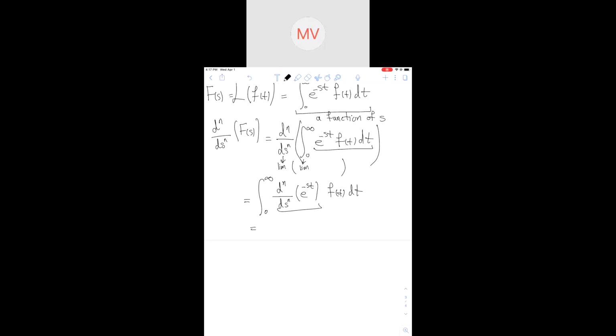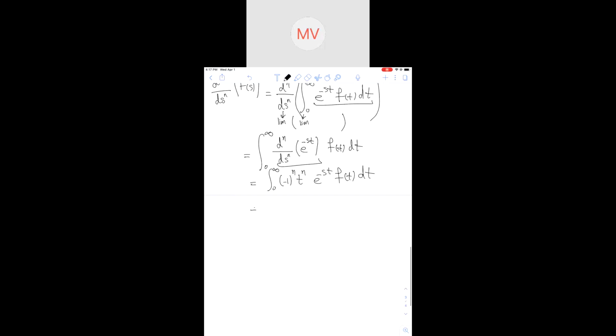We already know what the derivative of that one is. It was negative 1 to the n, t to the n, e to the negative st, and the rest of that is the same. Integration 0 to infinity. Pull out the constant part. The only constant part is negative 1 to the n, okay? 0 to infinity, e to the negative st, t to the n, f of t dt, okay?